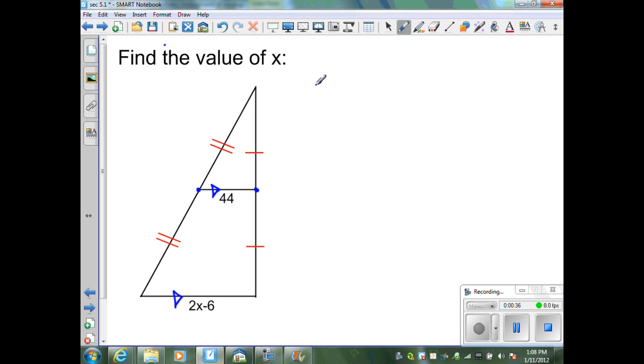I know that if I have 2x minus 6 equals, and this segment is half as long as that. Therefore, what I can do is just double that segment and set that equal to 88. Then all I need to do is solve for the value of x by solving this equation. That gives me 2x, add 6 to both sides. That's going to give me a value of 94.